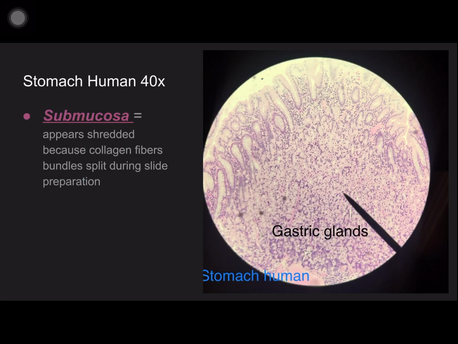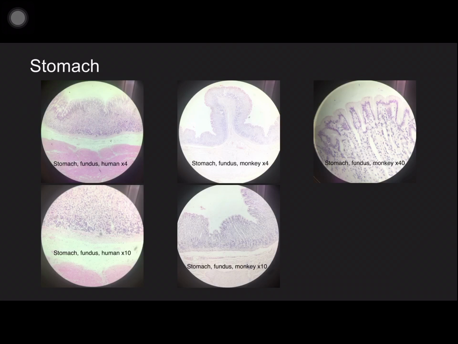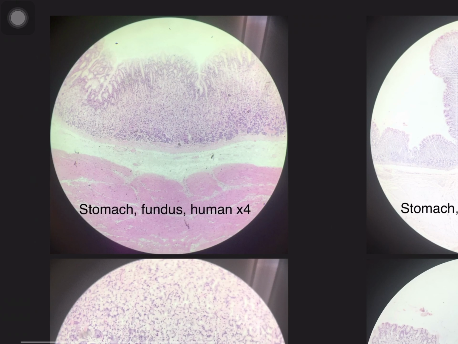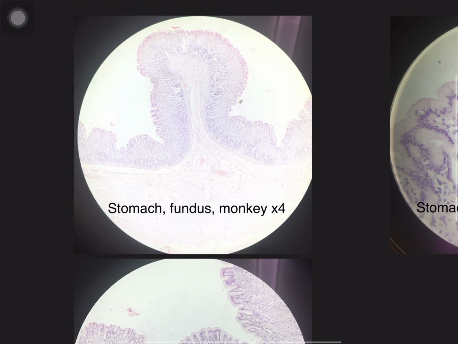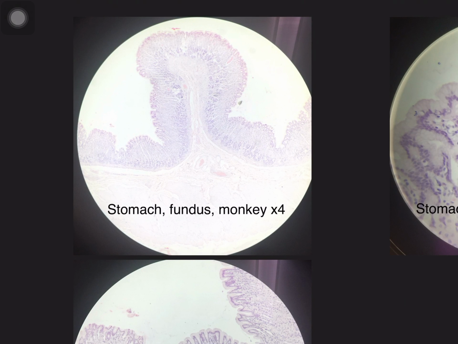More on the stomach of a human at 40 times objective lens. The submucosa appears shredded because collagen fiber bundles split during slide preparation. I mean, you can't really see much of a submucosa here. Some more slides of a stomach here.